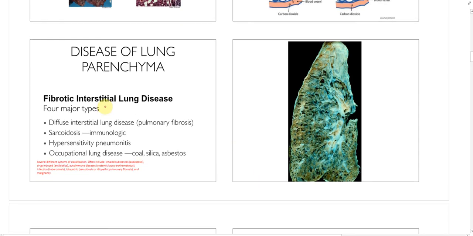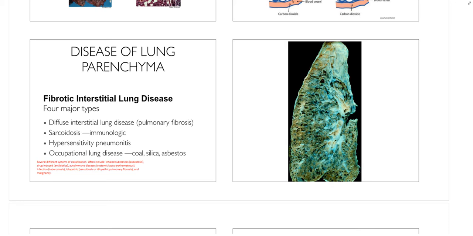There are supposedly 4 main types. I looked around and saw that there were a number of different systems of classification. According to this, there are 4 major types of interstitial lung disease. When I looked it up, there were a number of different ways that we could classify interstitial lung disease, and most of the time it is just interstitial lung disease.